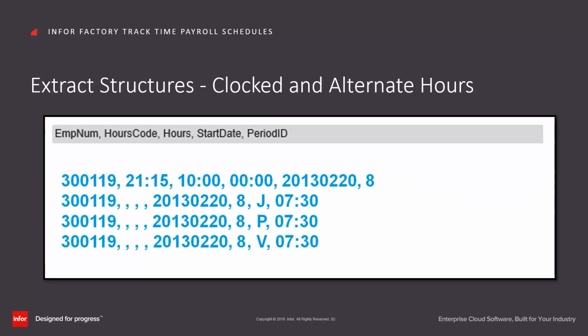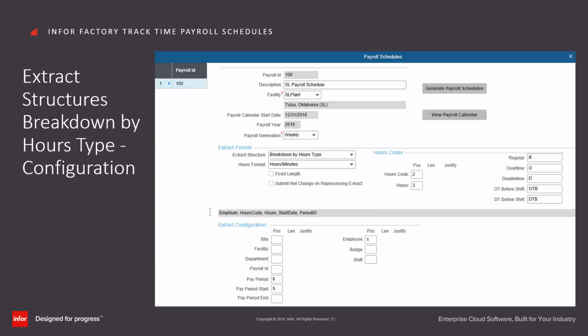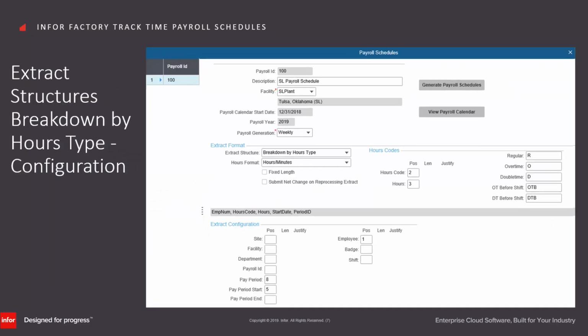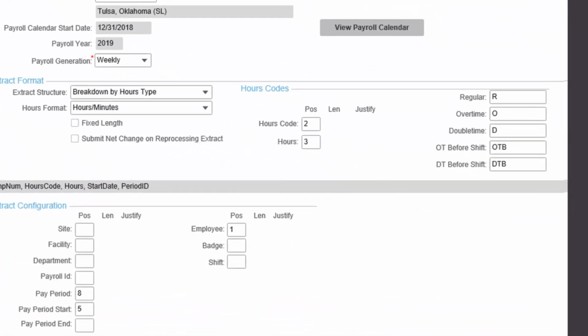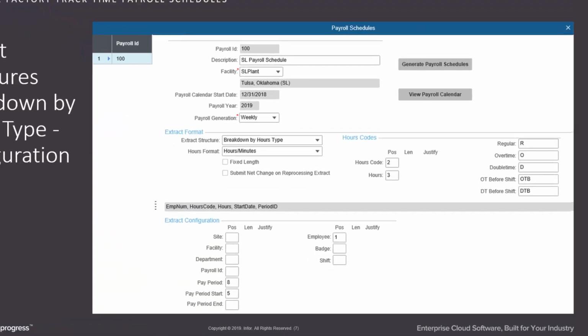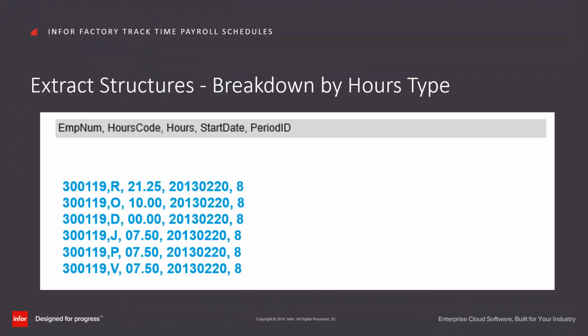This is an example of a clocked and alternate hours structure. A single record is created for clock pay and additional ones for each alternate pay method. When the breakdown by hours type is selected, the fields in the hours code portion of the form are activated, and in the extract configuration portion of the form, mapping for clocked hours no longer displays. This is an example of a breakdown by hours type structure. We get one record for every separate posting.